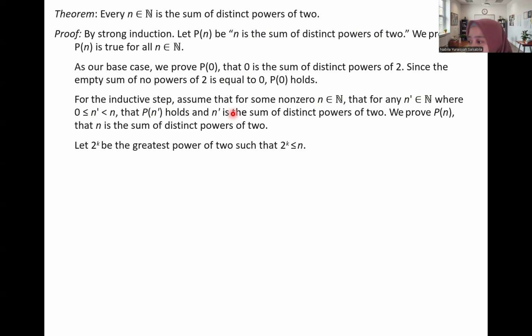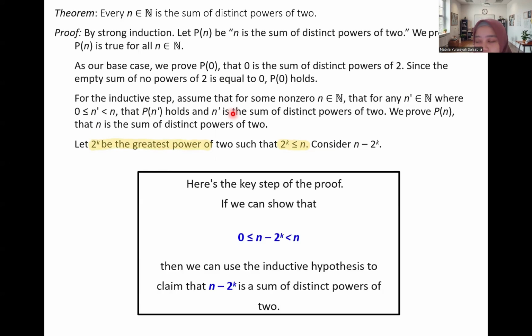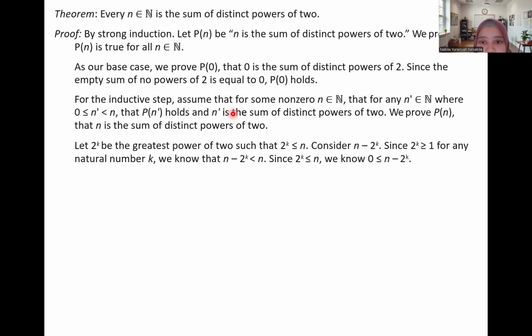So let 2^k be the greatest power of 2 which is less than or equal to n. Consider n minus 2^k. So the key step here: n minus 2^k is less than n. So we can apply the hypothesis to n minus 2^k. Since 2^k is less than or equal to n, we know that 0 is less than or equal to n minus 2^k.